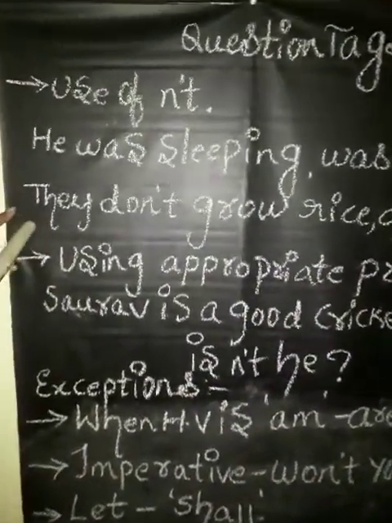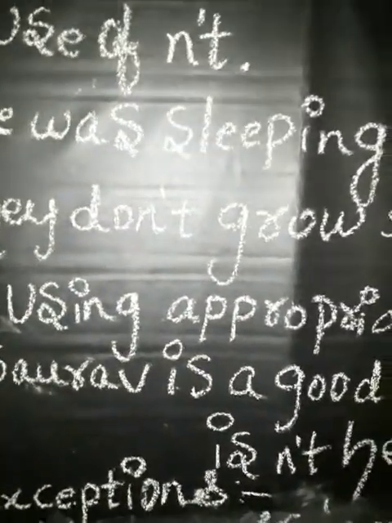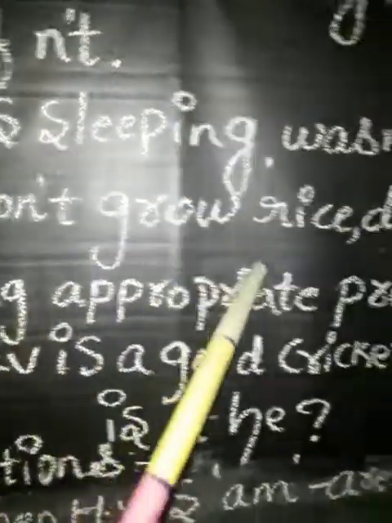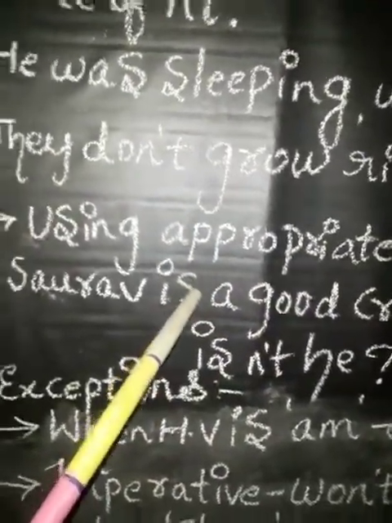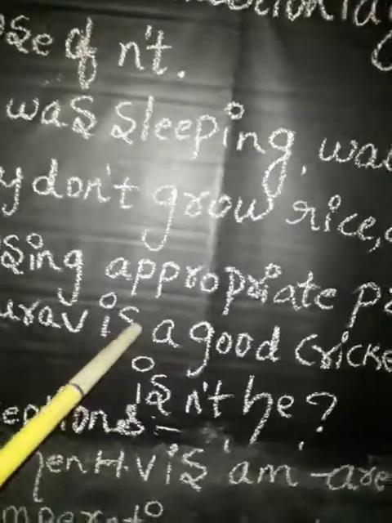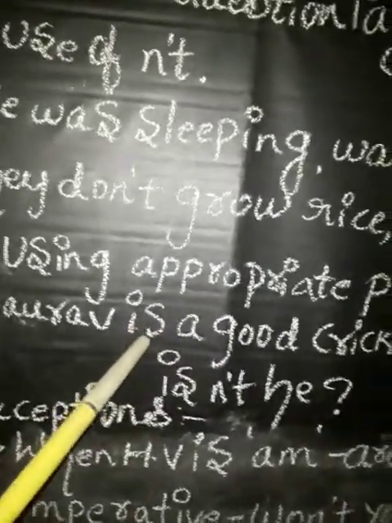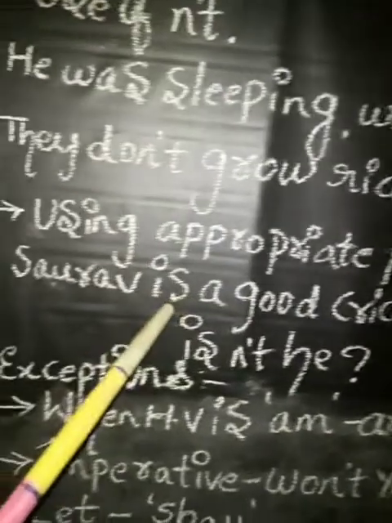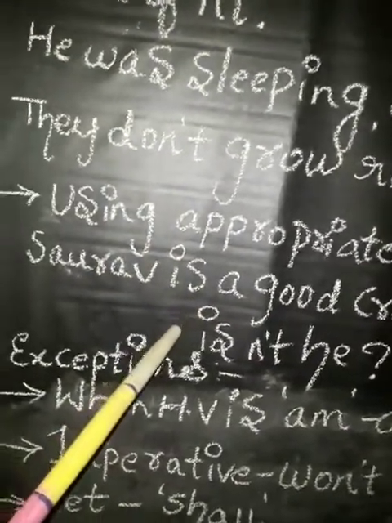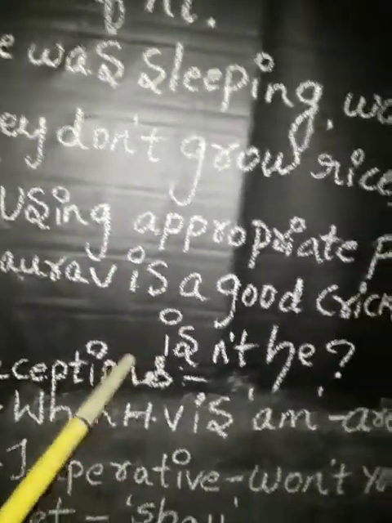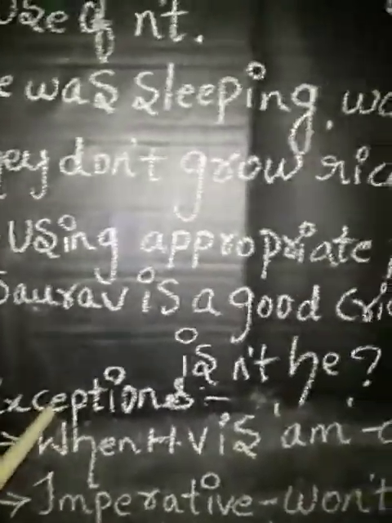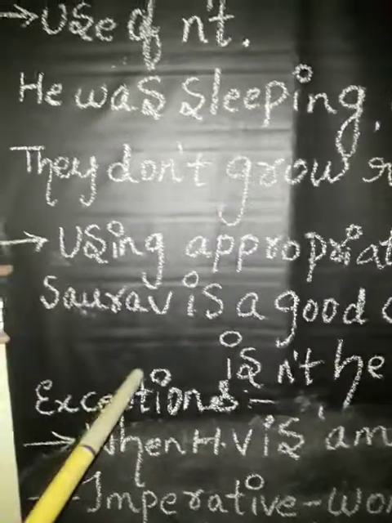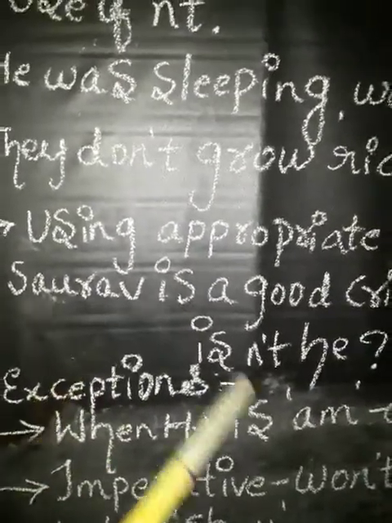Next, the third step is using the appropriate pronoun. The usage of the appropriate pronoun depends upon the subject. If the given subject is feminine gender, we use she. If the subject is masculine gender, we use he. If the given subject is a thing, we use it. If the given subject is plural, we use they.